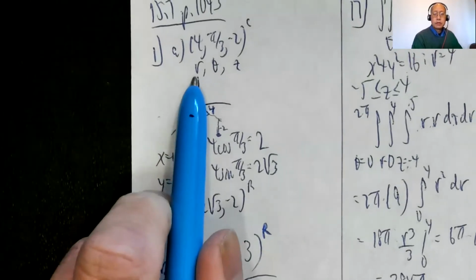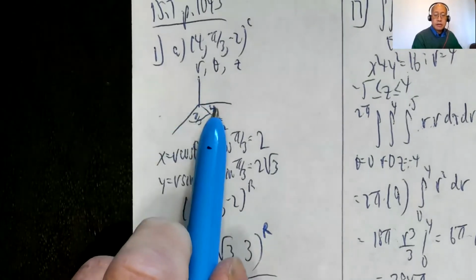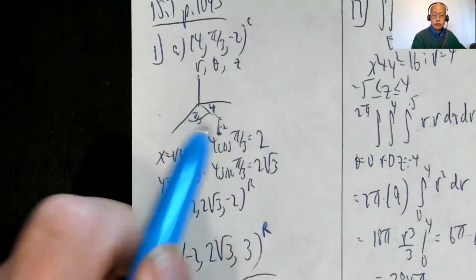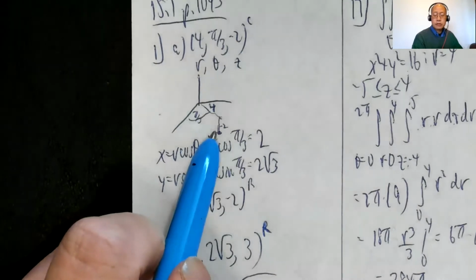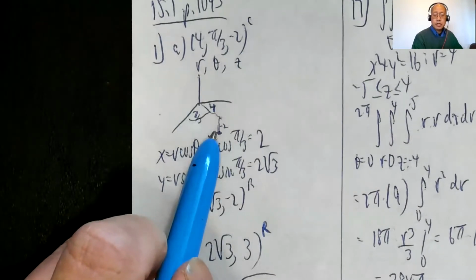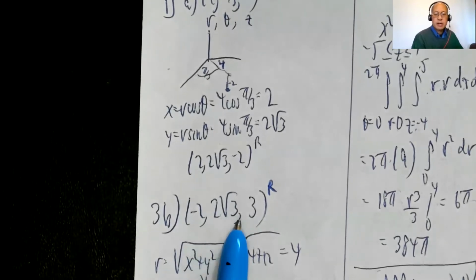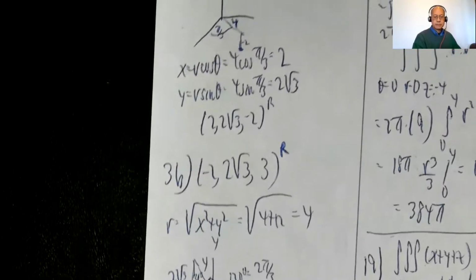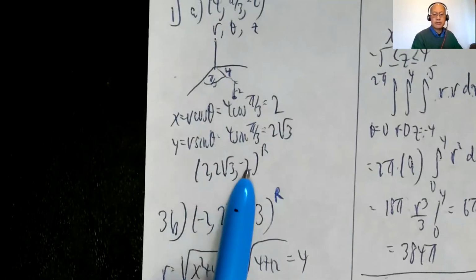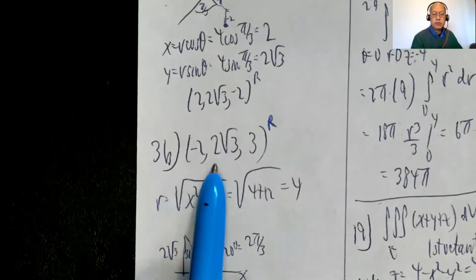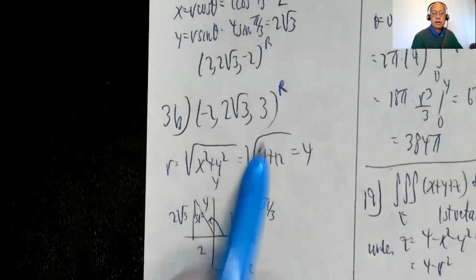Okay, so you go to 60 degrees. Remember, here's x. You walk out 4 units, and then you drop 2 units. What is that in traditional x, y, and z, rectangular? 2, 2 radical 3, negative 2. Number 3b, in rectangular coordinates, negative 2, 2 radical 3, 3.